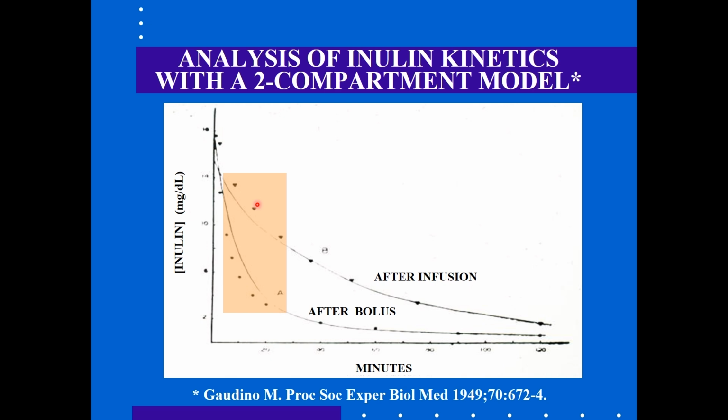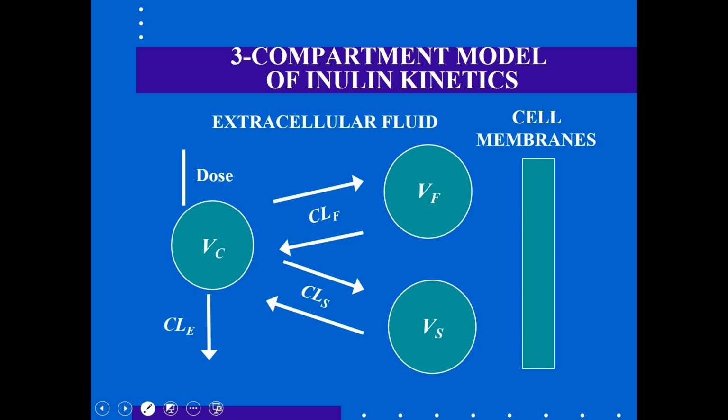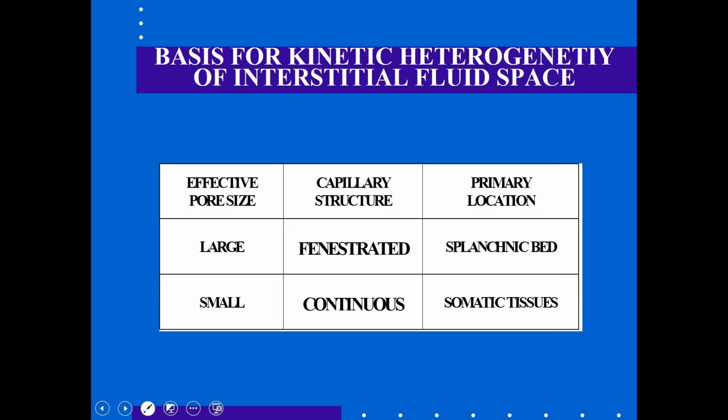And this suggests that he's missed a compartment. And so these days, when we think of inulin distribution, we really have to think of a three-compartment model with a more rapidly equilibrating compartment and a slow equilibrating interstitial fluid compartment. In other words, interstitial fluid is kinetically heterogeneous. And the basis of this lies in the anatomy of capillary beds.